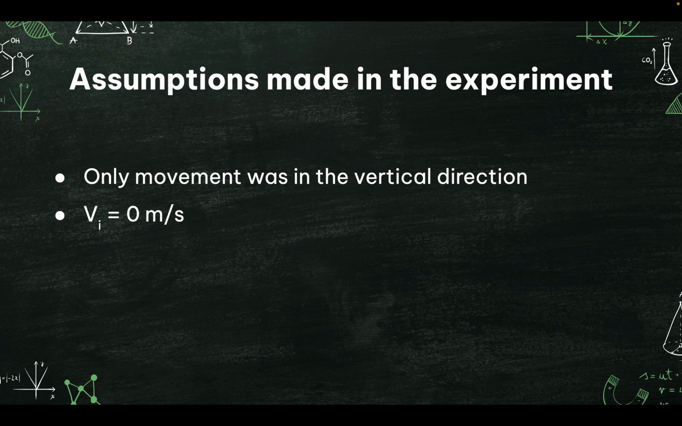Assumptions made in the experiment were that the only movement was in the vertical direction, so there was no movement in the x direction or z direction, which is likely untrue. The other assumption is that the initial velocity was 0 meters per second, but that is more reasonable as it was dropped from rest.